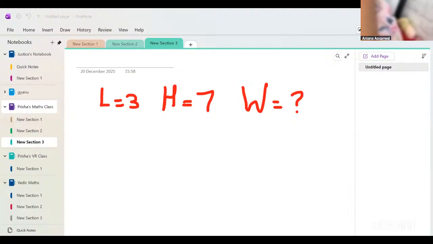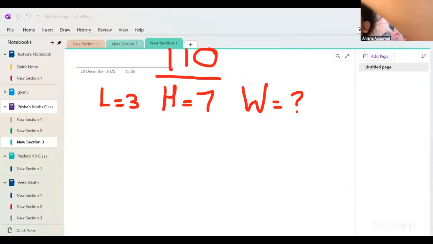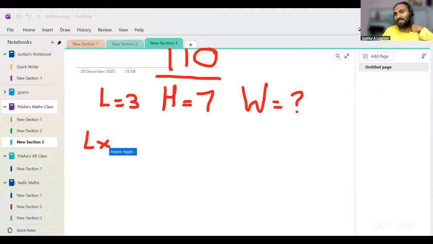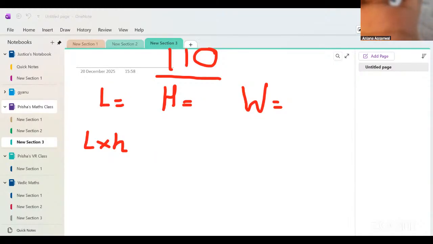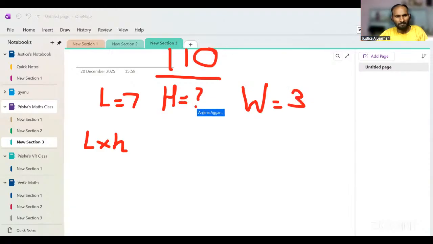What was the total? The question was that the volume is given, that is 110, and the length is also given, that is 7, and the width is also given, that is 3. We need to find the height. Is it possible? So there's 7 and 3, question mark.